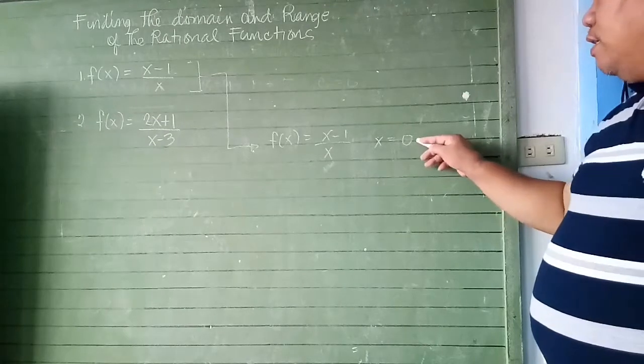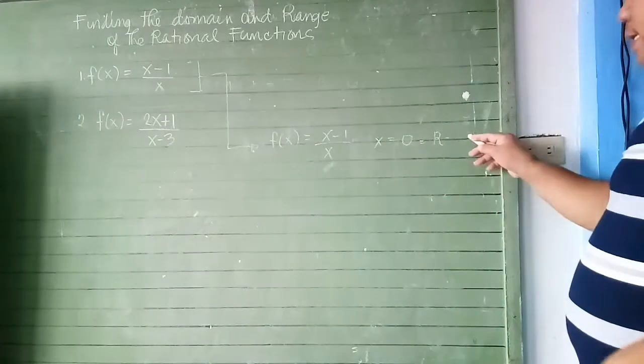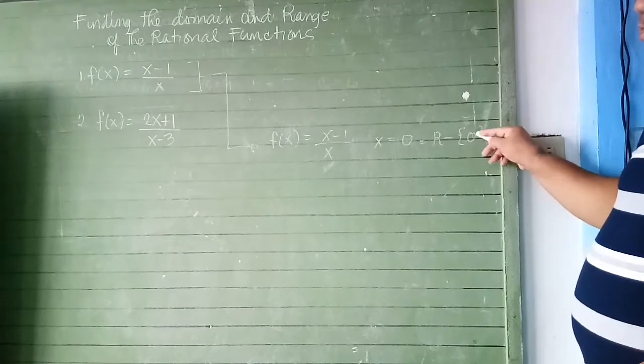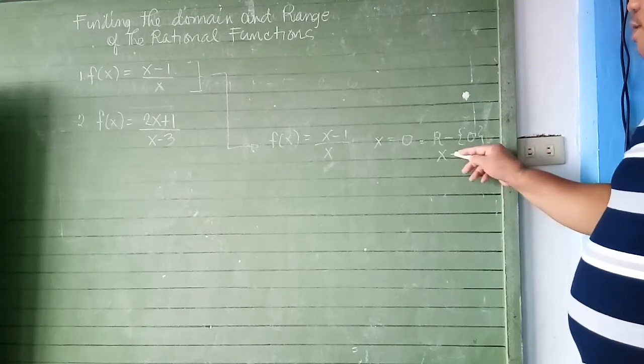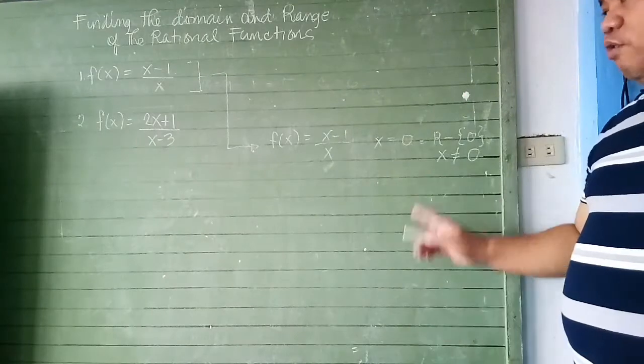How to write this one? It should be real numbers except 0, or shall we say x should not be equal to 0. So that will be how to write the domain.